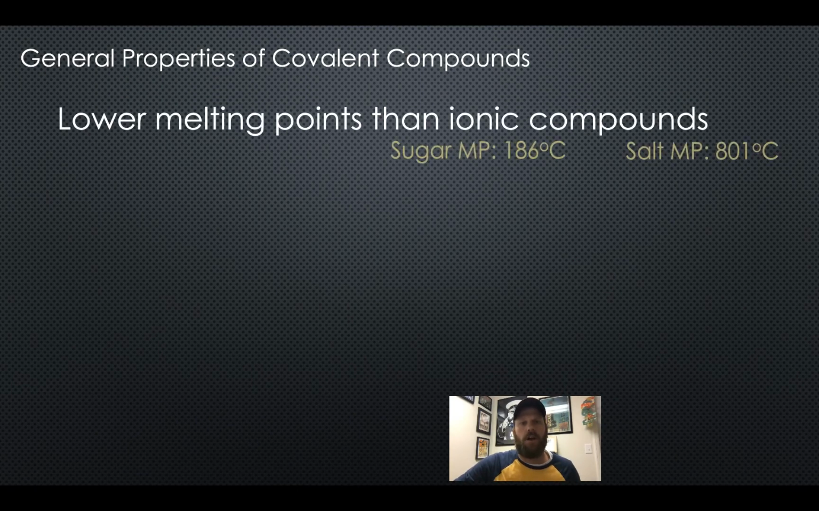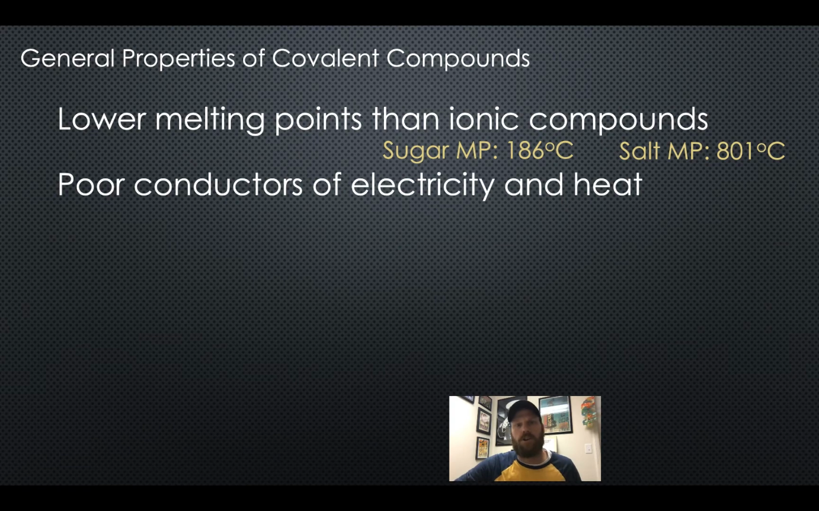In general, covalent compounds have lower melting points than ionic compounds. For example, the ionic compound table salt, or sodium chloride, or NaCl, melts at about 800 degrees Celsius, while the covalent molecule table sugar, or C12H22O11, melts at about 190 degrees Celsius. Ionic compounds are good conductors if melted or dissolved. Covalent compounds are poor conductors no matter what state they are in.